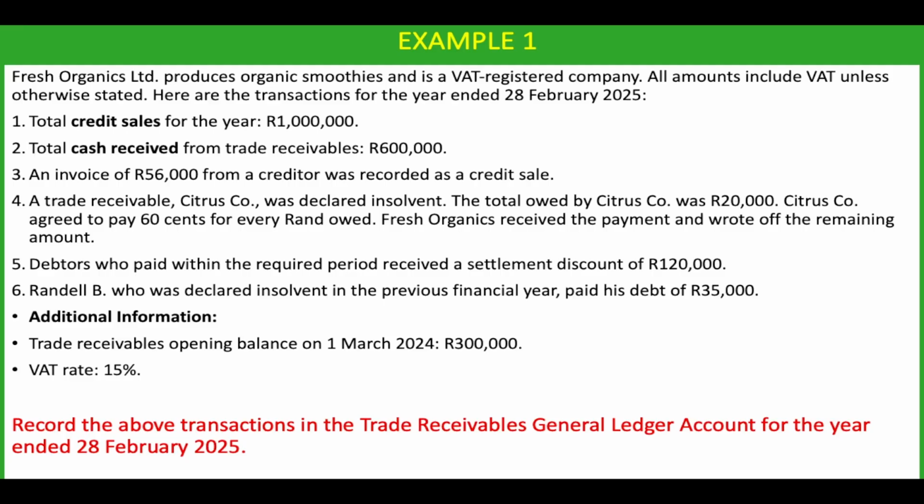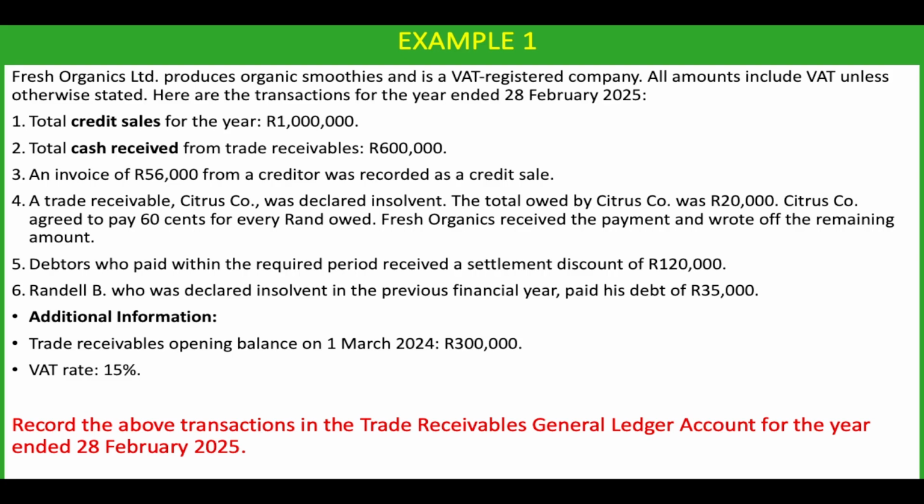And we are told here Fresh Organics Limited produces organic smoothies and is a VAT registered company. Very important. If a company is VAT registered, that means that they have to charge VAT on all their goods and services where applicable. All amounts include VAT unless otherwise stated. Here are the transactions for the year ended 28 February 2025.